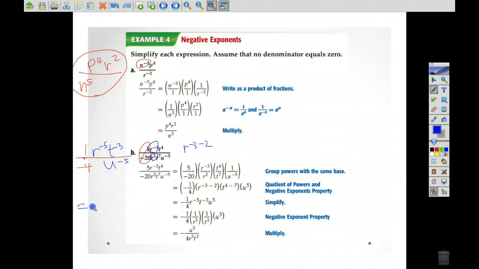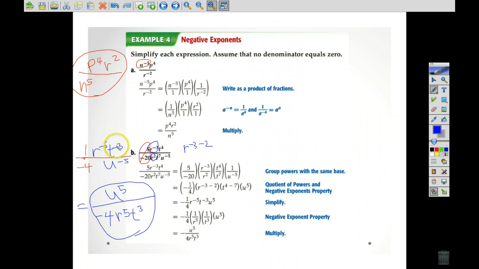All right, so I'm going to rewrite this. You have negative 4 in the bottom. You have r to the negative 5th, so that's going to go down here as r to the 5th. t to the negative 3rd is going to go down here as t to the 3rd. And this bottom one here, u to the negative 5th, is going to come back up here as u to the 5th. And that will be my final answer as shown here.